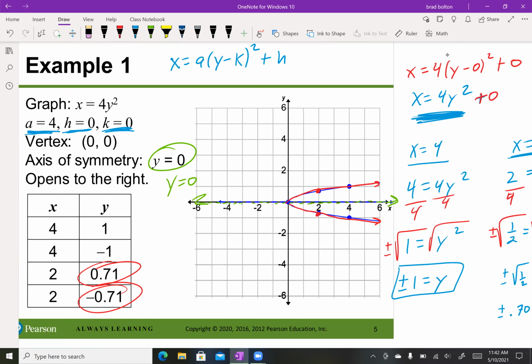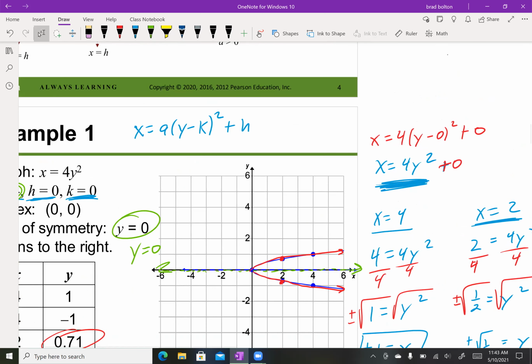It opens to the right. Now, how do we know it opens to the right? Well, because a is a positive number. So a lot of what you've learned previously still applies. If a is greater than 0, it opens to the right, and if a is less than 0, it opens to the left. And again, think about it: negative numbers are on the left side, positive numbers are on the right side.